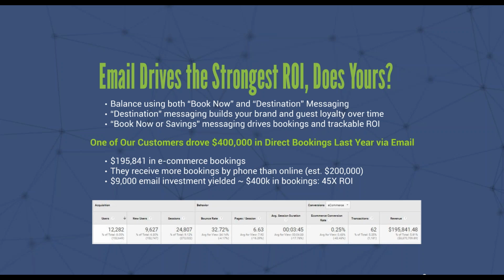So here's a story of one of our customers that drove $400,000 in direct bookings. That says last year, but this year, really, 2018 year to date, via email. So 195,000 was in e-commerce bookings. We can see that in the data, but they received more bookings by phone than online. So we use that ratio to apply our booking percentages, and we get $400,000 in bookings. So they've spent $9,000 on email marketing year to date and grossed $400,000 in bookings. That's a 45x ROI.